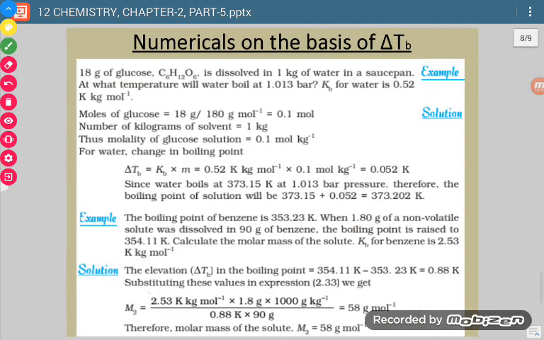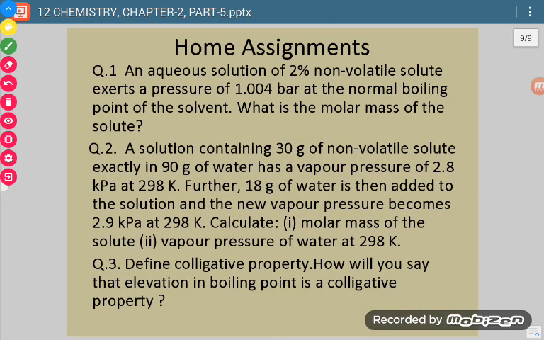Now see, first of all we have to calculate delta Tb. So delta Tb is equal to this much. No, this is not delta Tb, this is the Kb value. Kb value, this one is weight of solute, this is 1000 multiplied, this is the elevation in boiling point, and this is weight of solvent. When we put all the values, we will come to know the molecular mass of solute.